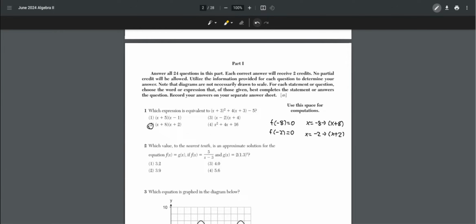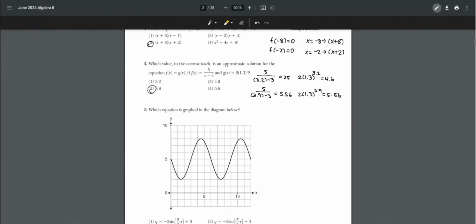Number 2. Which value to the nearest tenth is an appropriate solution for the equation? What we can do is plug in the values of the choices into the equations. So 5 over 3.2 minus 3 is 25, and 2 times 1.3 to the power of 3.2 is 4.6. And 5 over 3.9 minus 3 is equal to 5.56. 2 times 1.3 to the power of 3.9 is equal to 5.56. So choice 2 is correct.